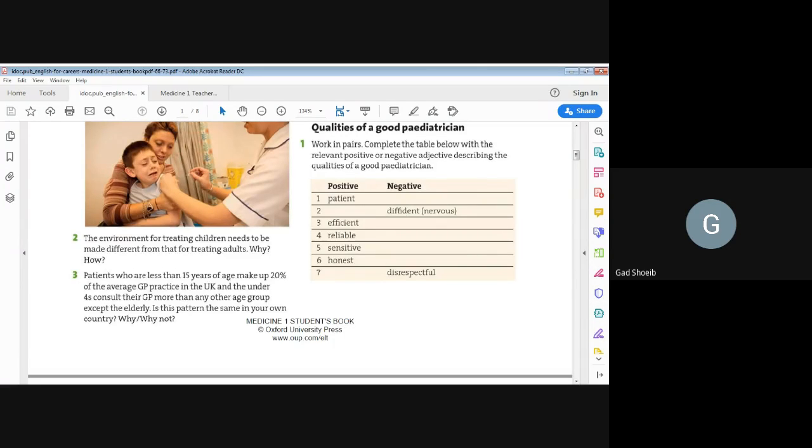Efficient. What is the opposite of efficient? Inefficient. Excellent. Number four, reliable. Excellent, Muhammad Mubarak, very good. The opposite is unreliable. What does reliable mean? Excellent. Number five, sensitive. What is the opposite of sensitive? Insensitive.